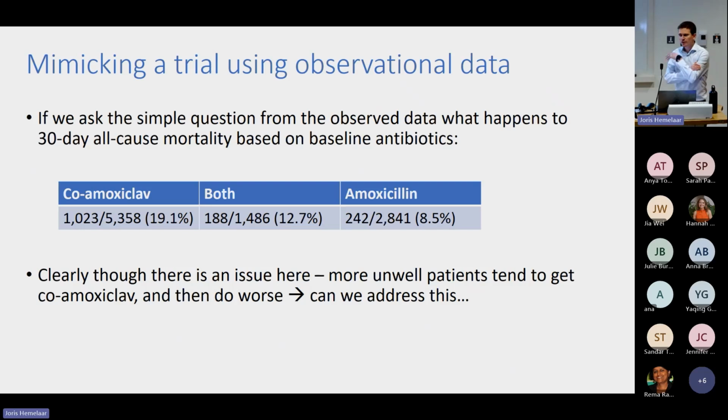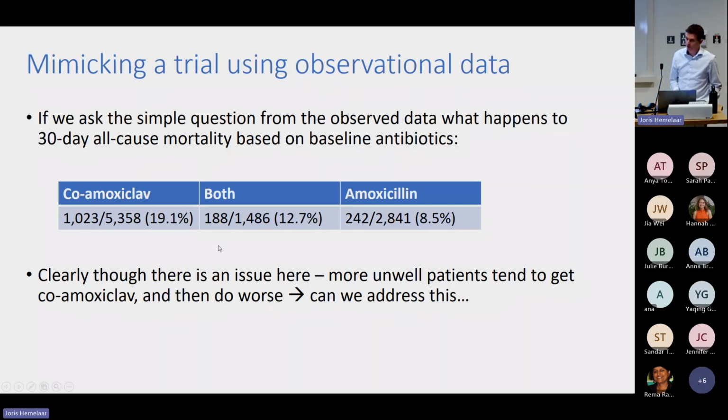Now, we can ask a very naive question, which is to say, what if you got which antibiotic, what was then your 30-day all-cause mortality? And if we simply do it looking at the observed data, then those who get co-amoxiclav do a lot worse. 19% of them die compared to those who get amoxicillin, where just under 9% die, and those who receive both somewhere in the middle. But of course, this is clearly not very helpful because more unwell patients tend to get co-amoxiclav and then do worse. So what can we do to address this?